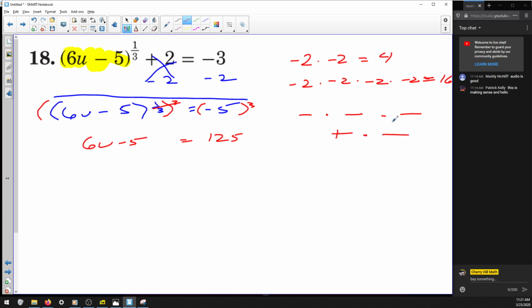But then a positive and a negative will make my final answer a negative, so I should make this negative, okay? And now I can keep solving. I'm going to add the 5 over, okay? And that's going to make 6u equal to negative 120, okay? And then I'm going to divide by 6, and u is going to be equal to negative 20, okay?